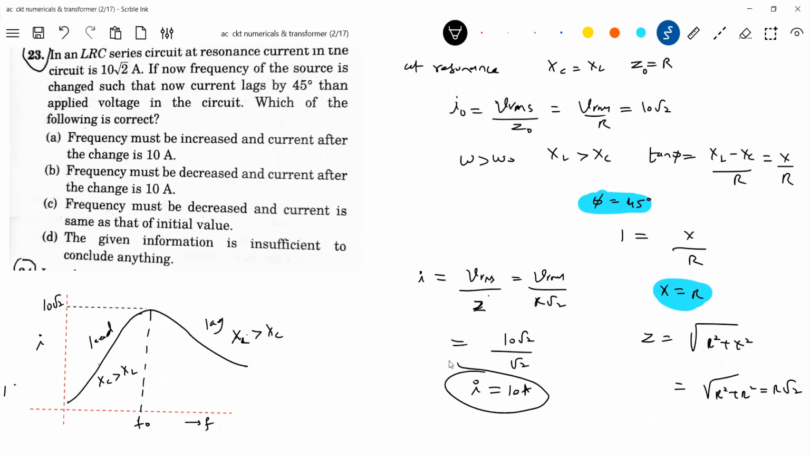Okay, let's see what all we can do. Frequency must be increased and current after that change is 10 ampere. Frequency must be decreased, this is ruled out. Frequency should be increased and the current after is 10 ampere. So this is one option. Option C, frequency must be decreased and current is same as that of initial one. This also, the given information is insufficient. We'll pick option 1.